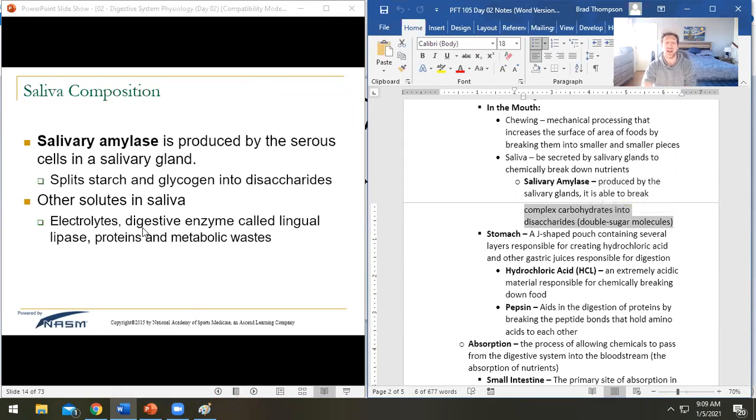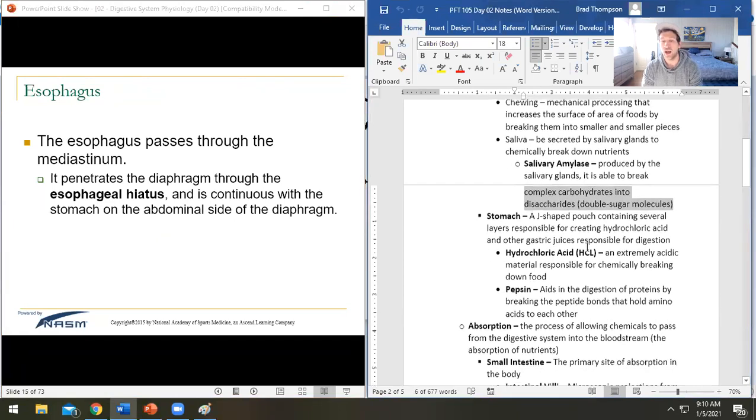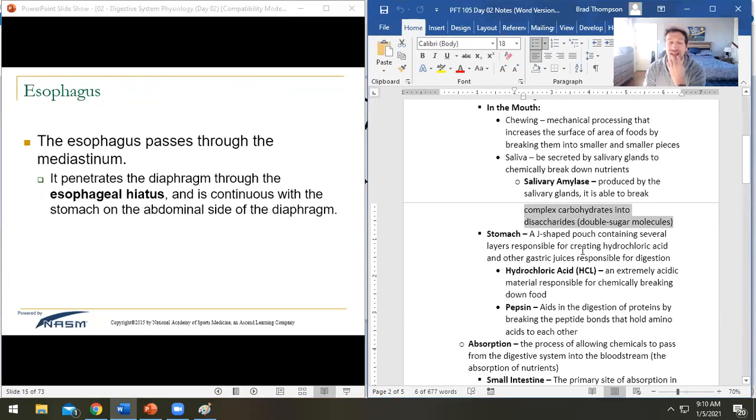And then you've also got other digestive enzymes. You get a little bit of breaking down fat in there as well, called lingual lipase, although it's not that great at breaking down fats. That's actually better at tasting fats than anything, which is why fatty foods taste so good. Proteins, again, not super good at breaking those down, but there are some. And then even things like electrolytes can be found in your saliva. So that's going to be the first part, right? That's starting in the mouth.